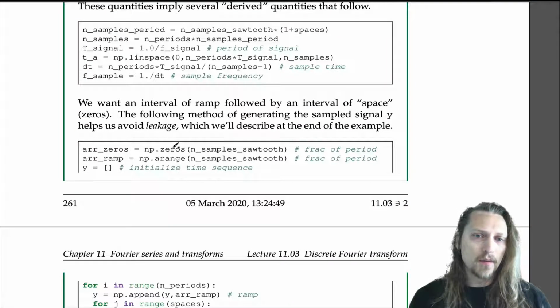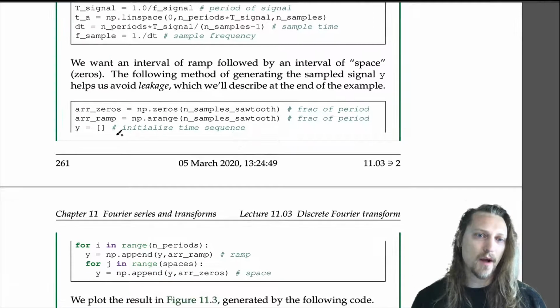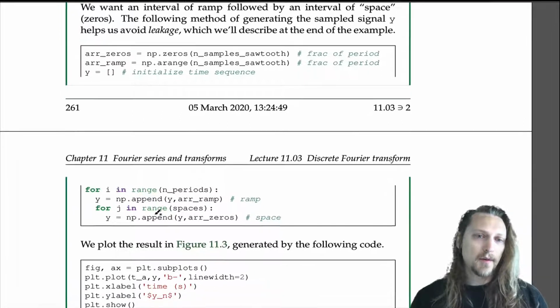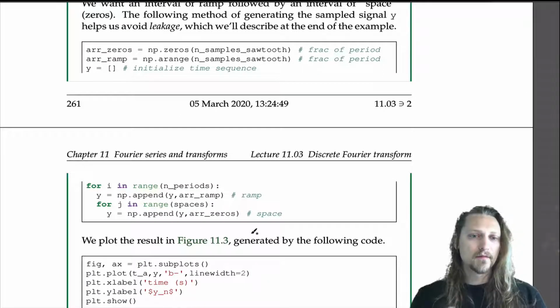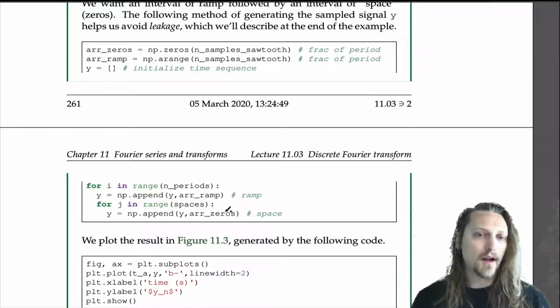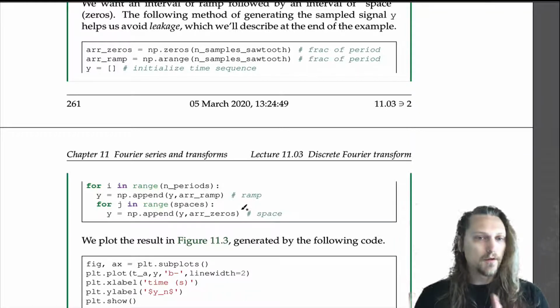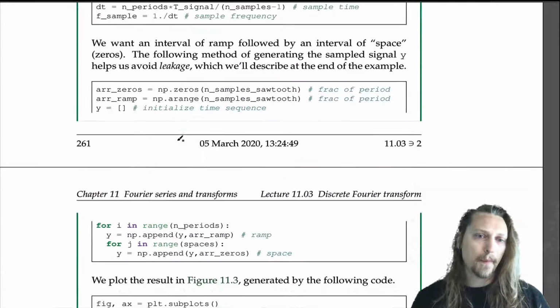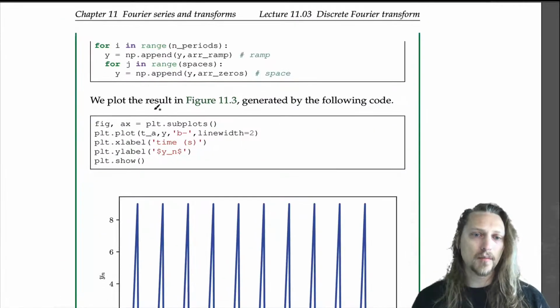So what we'll do is we'll generate zeros the size of the sawtooth. Then we'll generate a ramp the size of the sawtooth, and then we're going to initialize our time sequence for y, and for each period we'll put in a ramp, and then we'll put in spaces depending on the number of spaces we've got. So if you've got 1 space, there'll be 1 space in there. If you've got 2 spaces, you'll have 2 spaces in there, and that's controlled by the spaces variable here. Okay, so we'll plot this here.